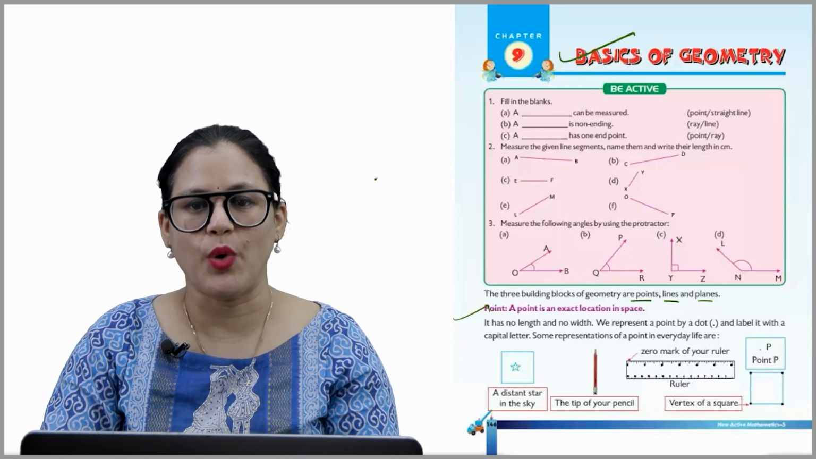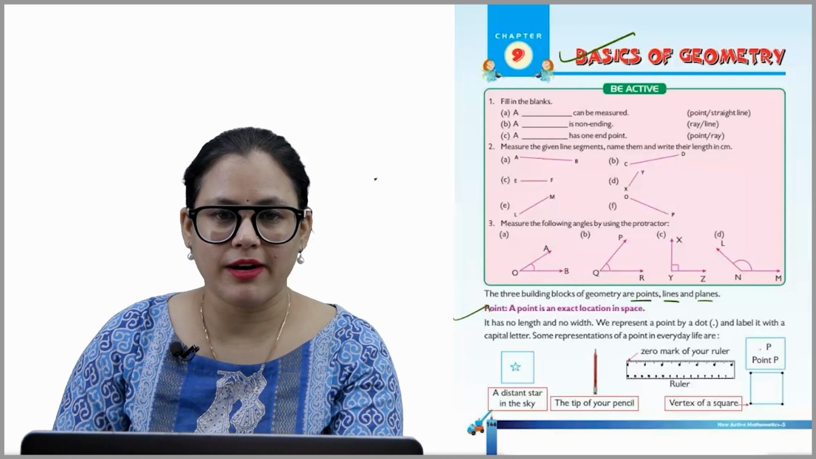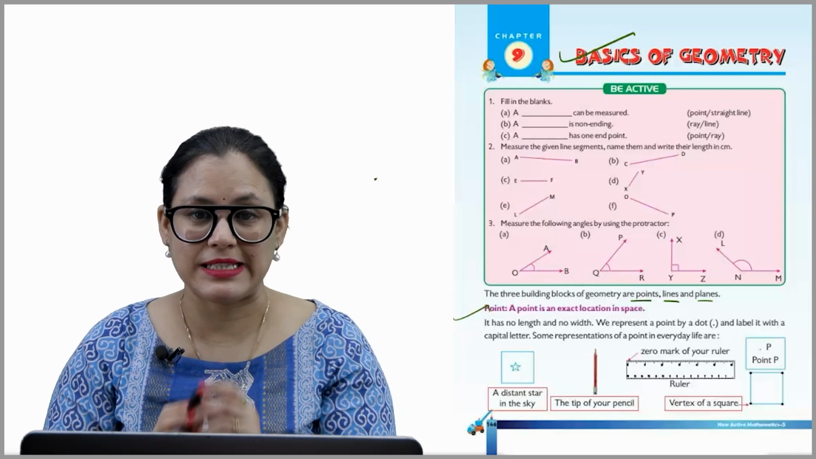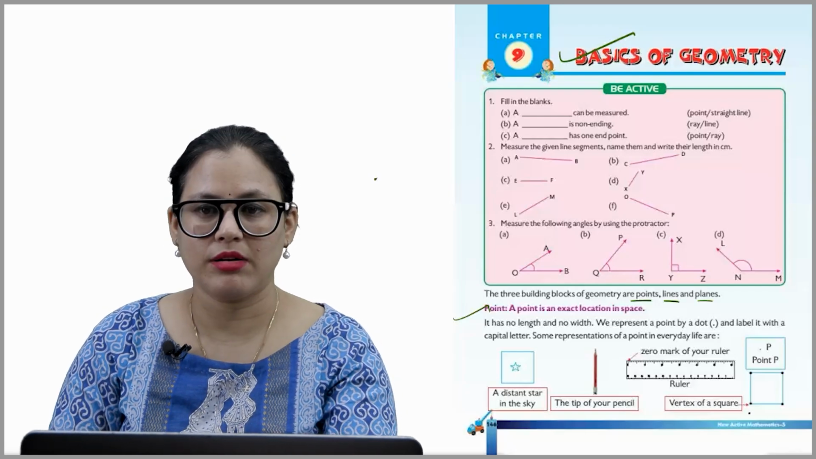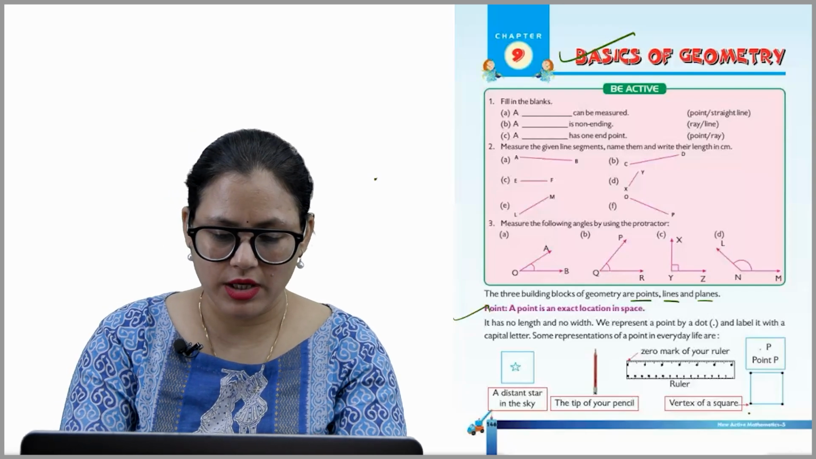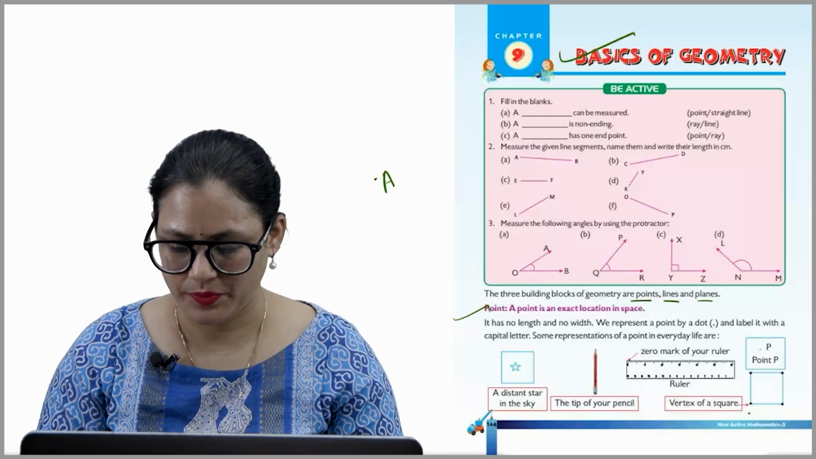Some representations of a point in everyday life are a distant star in the sky, the tip of a pen or pencil, the zero mark of your ruler, and the vertex of a square. Okay, we can name this point A, point B, point C, whatever.